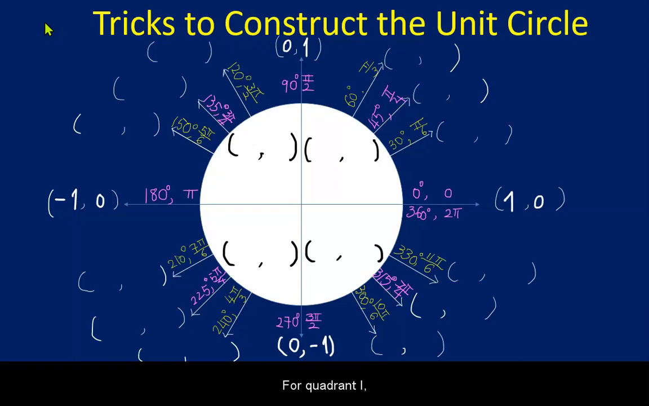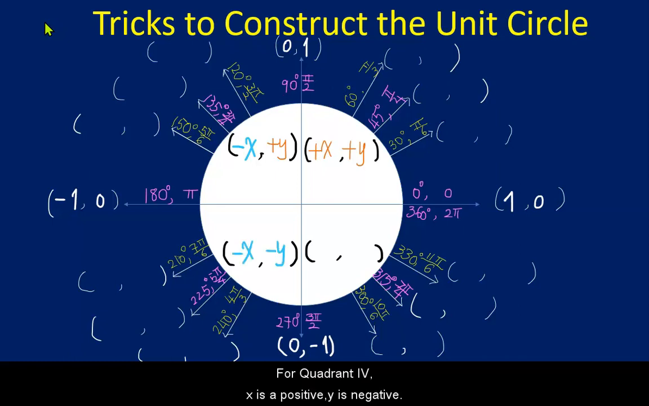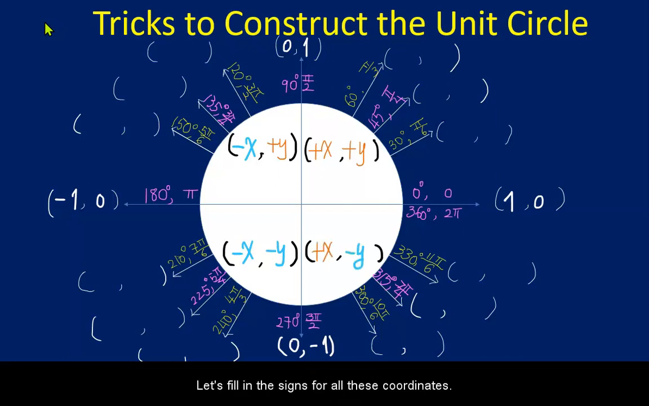For quadrant 1, both x and y are positive. Quadrant 2, x is negative, but y is positive. For quadrant 3, both x and y coordinates are negative. For quadrant 4, x is positive, y is negative. Let's fill in the signs for all these coordinates. We only need to worry about the negative signs. So let's put in the negative signs.